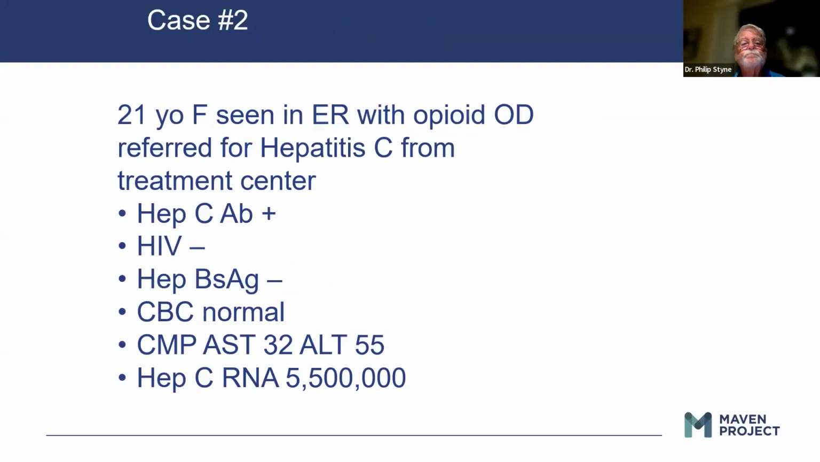Next slide. Case 2. So here's a 21-year-old came to the ER with an opioid overdose, referred for hepatitis C. Hepatitis C antibody is positive and HIV is negative. Surface antigen is negative. CBC is normal. CMP, mildly elevated AST and ALT. RNA, 5 million, very common to see it in the millions. Next slide.